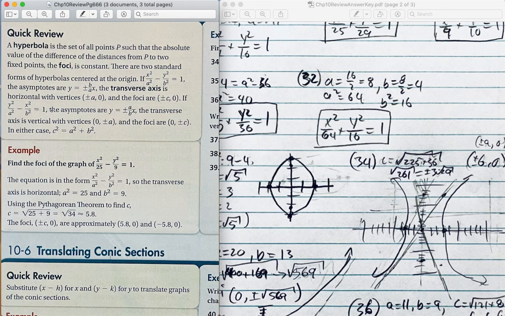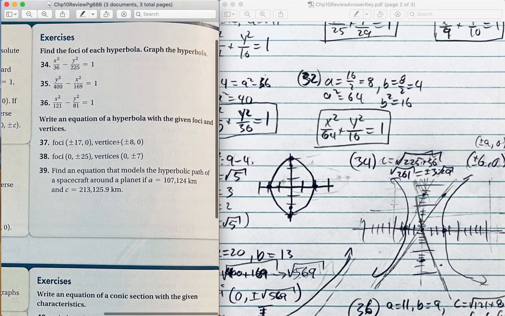With a vertical axis, vertices of 0 plus or minus a, and foci at 0 plus or minus c, and c squared equals a squared plus b squared. So there are some minor differences between the two equations.